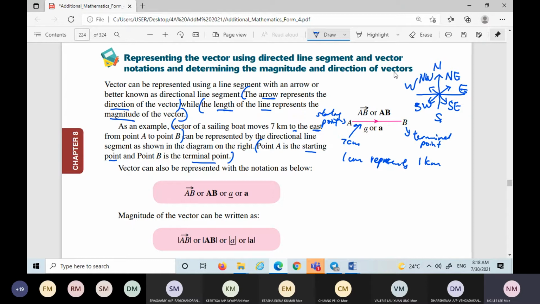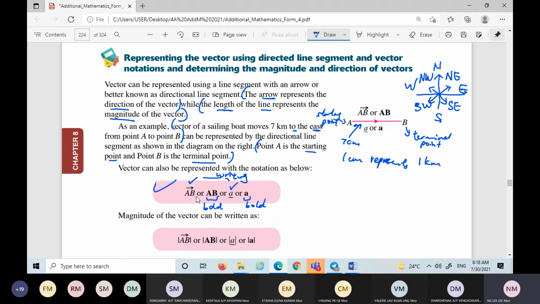Another way to represent the vector is by vector notation, which is this one. But for us, because you are writing, not typing, we seldom use these two, because when we write, we cannot write in bold. When we type, yes. For example, when I set a question and type, if you see I bold the letter A, B or the small letter a, it means the vector. This one you have to know. But when writing, we use this one and this one.